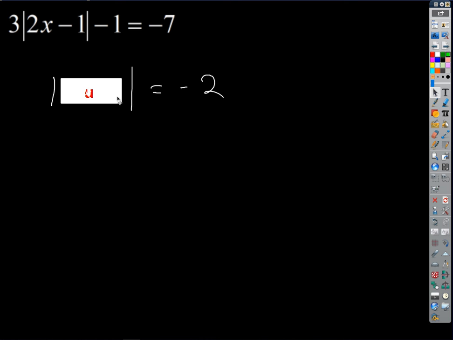If I have the absolute value of something equal to negative 2, well, that makes no sense. What does the output of an absolute value function always have to be? Positive or 0. There's a word for that: non-negative. Non-negative is how we'd say that in math. Non-negative means 0 or positive. How do we say 0 or negative? Non-positive. There you go. Okay.